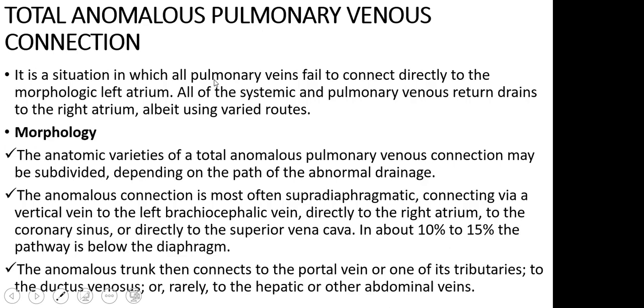But the right thing that should have been done was for the pulmonary vein to drain into the left atrium, but at this point in time it is draining into the right atrium. So that's basically what happens in total anomalous pulmonary venous connection.